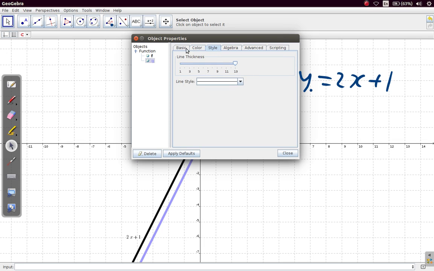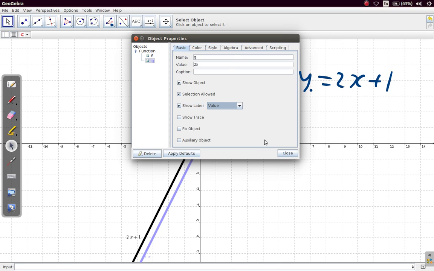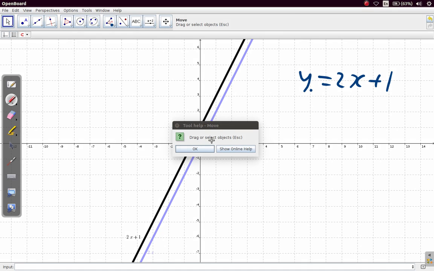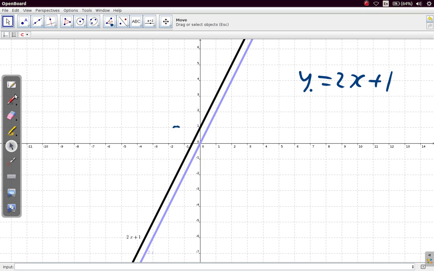Now, let's put our label on it. The light blue line is y is equal to 2x. The black line is y is equal to 2x plus 1. So we have these so far, right? We have y is equal to x, which is 1x. No, what am I saying? What we have are y is equal to 2x. Then we have y is equal to 2x plus 1.